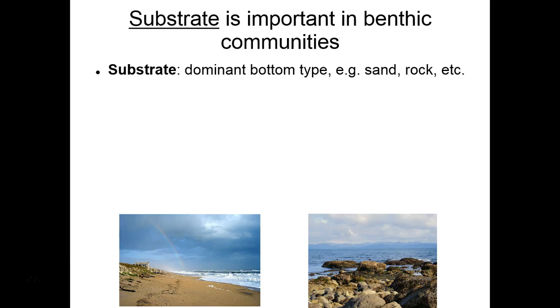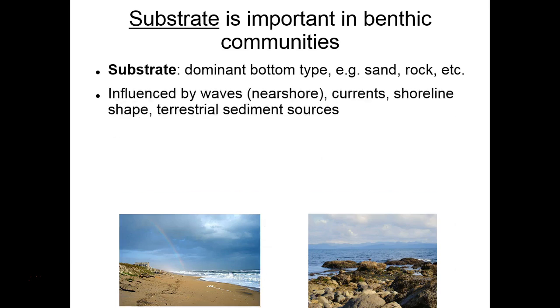Okay, so when we're talking about the benthic communities, the substrate type is really important. So substrate is the dominant bottom type, for example, sand or rocks or mud, like we often see in the bay. And what kind of substrate there is depends on wave activity. It also depends on current activity. It depends on the shape of the shoreline, right?